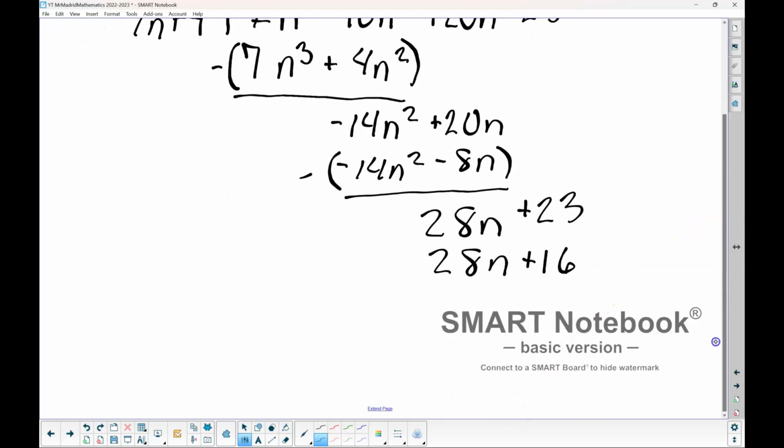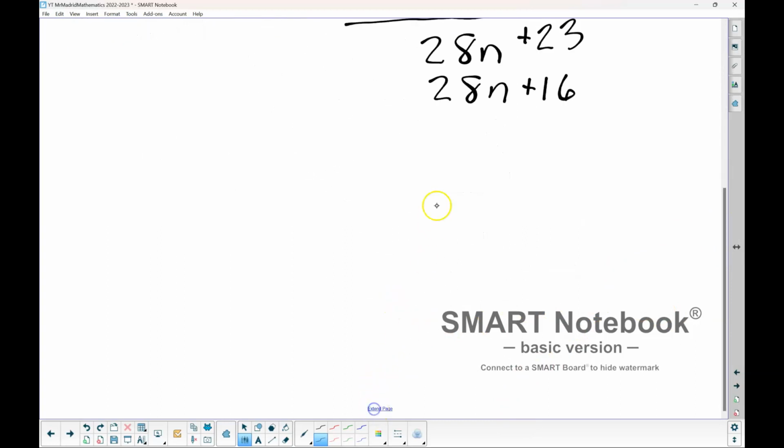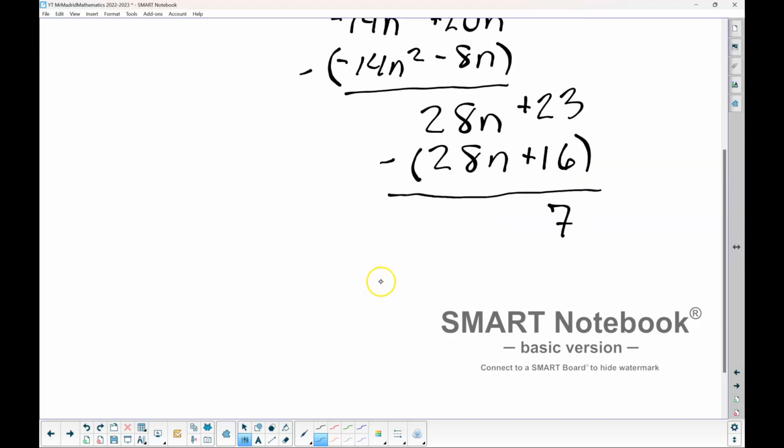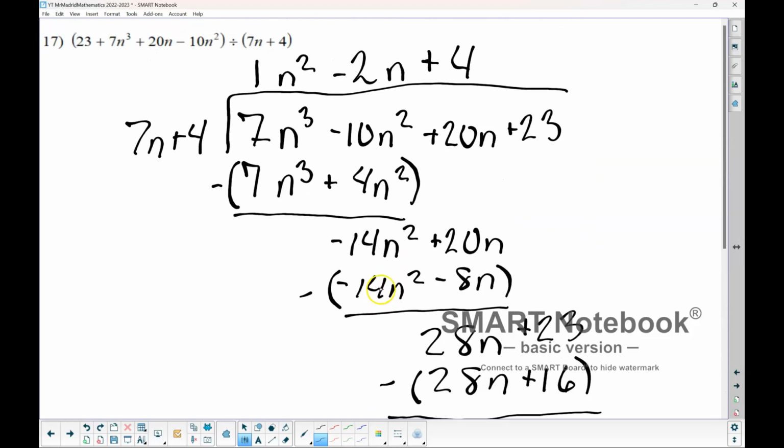Let's make some room here. I'm going to take this whole thing and subtract it. This cancels. Now I have 23 minus 16, which is 7. That 7 is kind of floating there, so that's what would be considered the remainder. So I'm going to put plus the 7 over this right here, because with this last part, there's nothing I can do to continue dividing, so that's how we write the remainder.